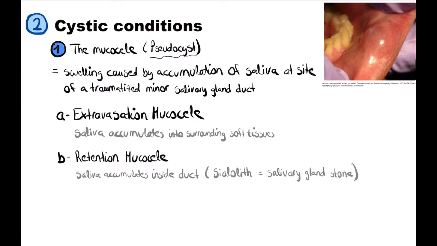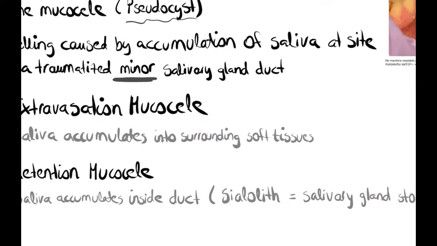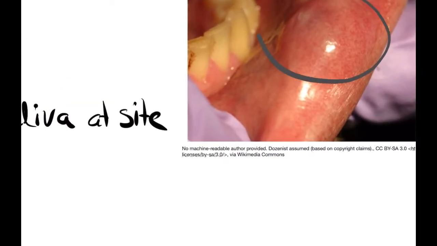It is a swelling caused by accumulation of saliva at the site of a traumatized minor salivary gland duct. This can be asked by the doctors: whether it is traumatized in a major or a minor salivary gland. Mainly here it is minor, not major. The majors are the parotid and the submandibular glands. So if these minor salivary glands are traumatized, you see a swelling here.